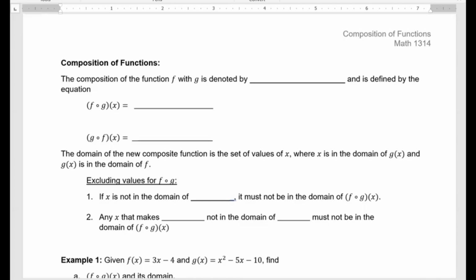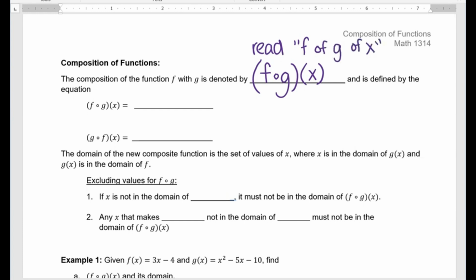Today we're going to talk about composition of functions. The composition of functions, f with g, is denoted by the notation (f ∘ g)(x). Okay, so this is read f of g of x.